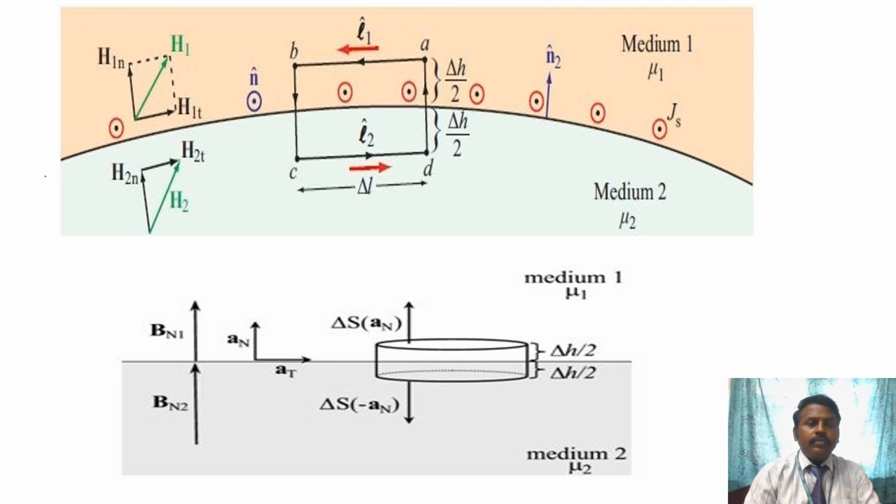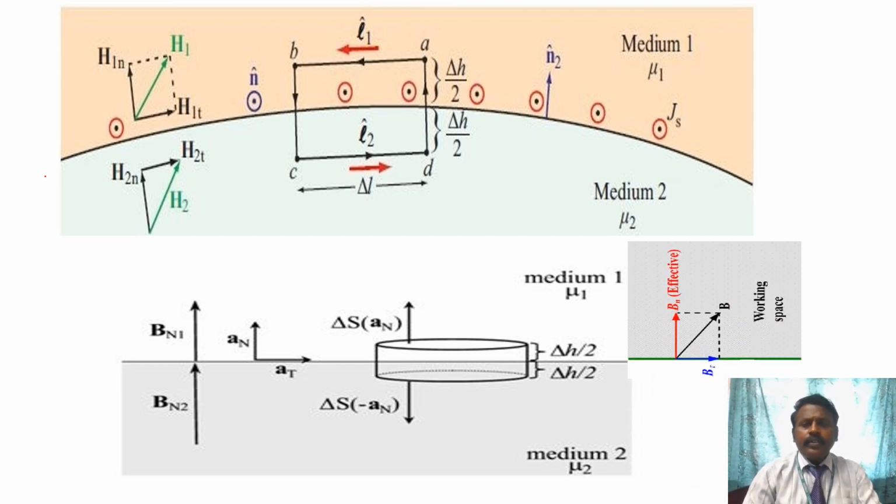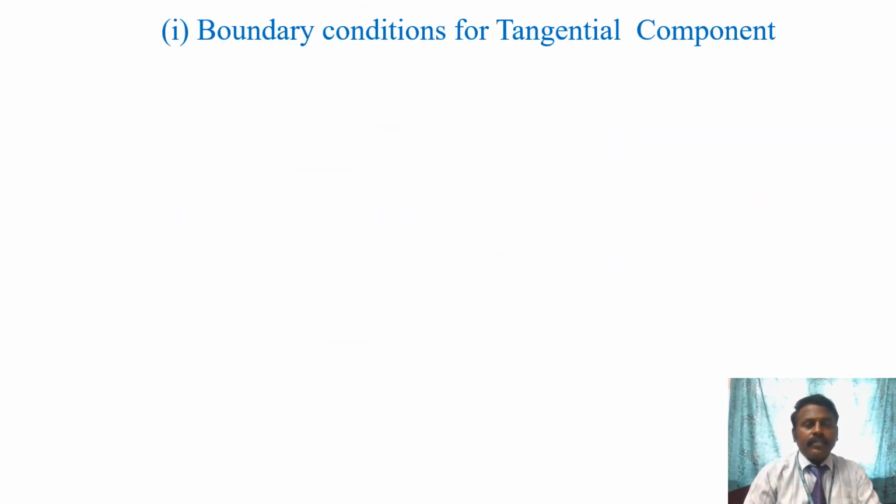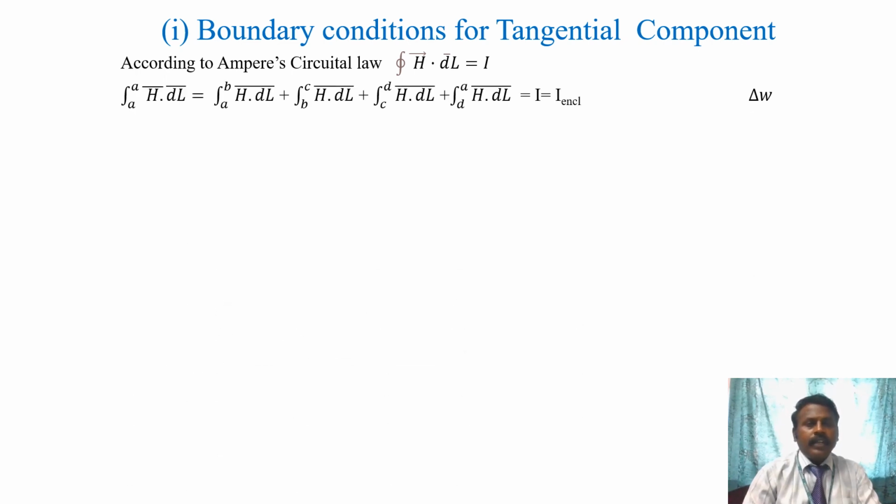The above diagram is to measure the magnetic field intensity, and the below diagram is for the magnetic flux density, that is H and B. Then we can derive the boundary conditions. Here is the boundary condition for the tangential component. According to Ampere's circuital law, the integral of H dot dl equals I. We rewrite this equation for all four paths, because we are considering a rectangular path: from A to B, B to C, C to D, and D to A, which is equal to I, the total current enclosed by that surface.